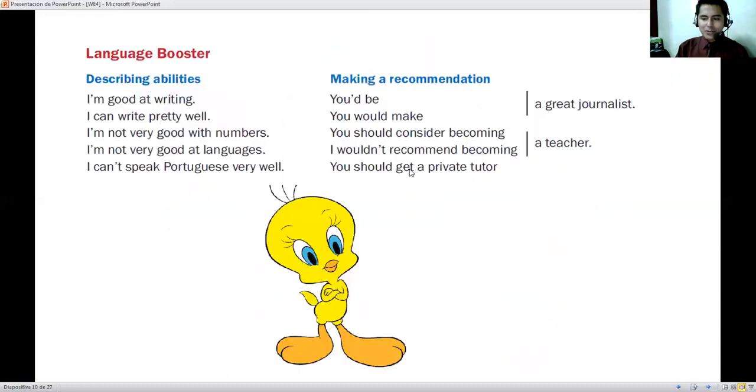And now we are going to continue with this part. In this part, here we have the language booster. It says, describing abilities. This is part of your books, no? In your books, you have this. Describing abilities and making a recommendation, okay? Most of the time when we talk about abilities, we can have a good ability, but we can receive a recommendation to improve that. In this case, to make it better.